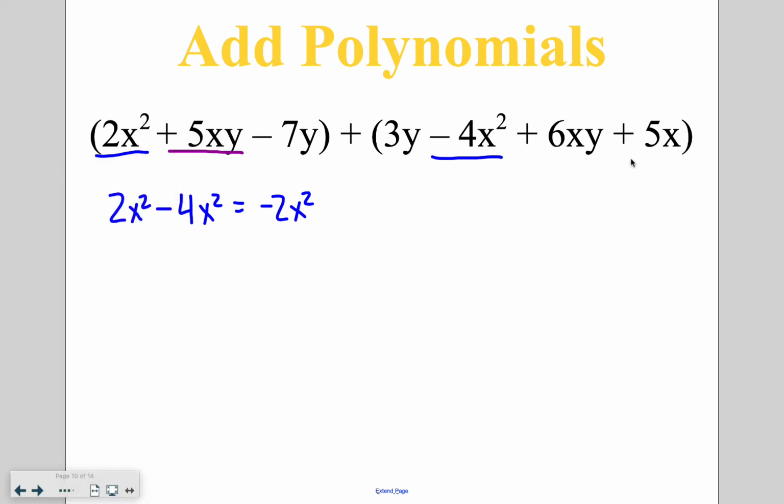I check out the rest of my equation, and I see I have a plus 6xy. So 5xy plus 6xy gives me 11xy.